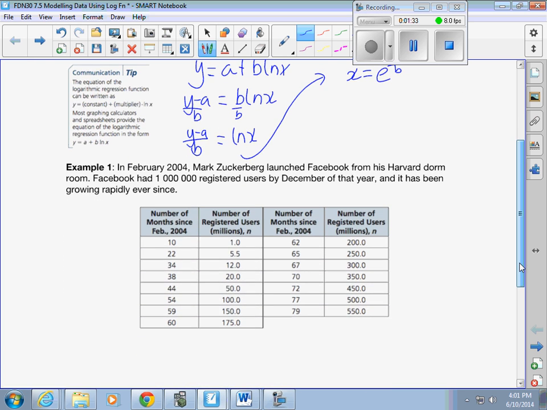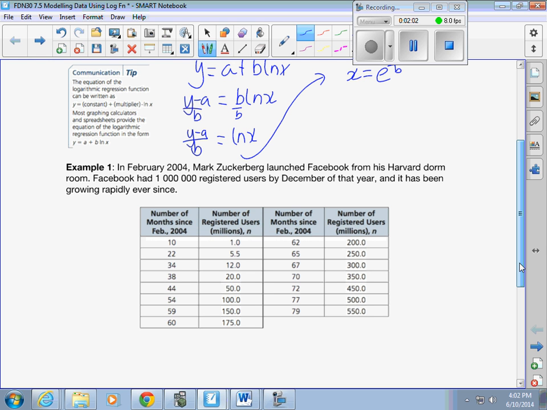So example 1 says, in February 2004, Mark Zuckerberg launched Facebook from his Harvard dorm. Facebook had 1 million registered users by December of that year, and it has been growing rapidly ever since. So the A part for this wants us to create a scatter plot that relates the date in the number of months, that's our dependent variable, to the number of registered users of Facebook, which is our independent variable.